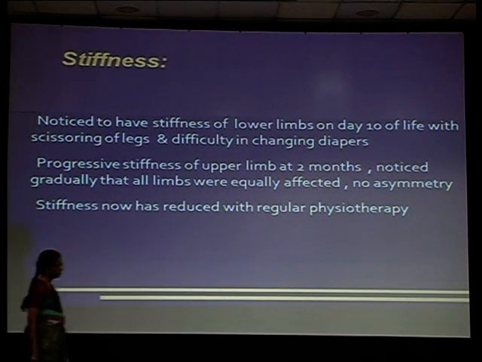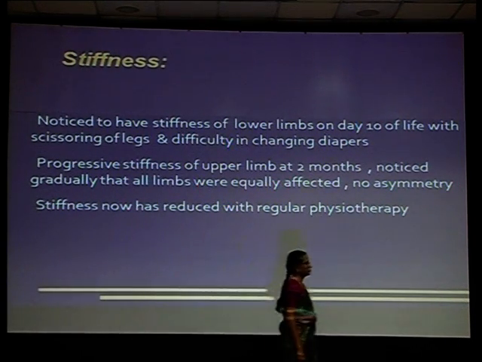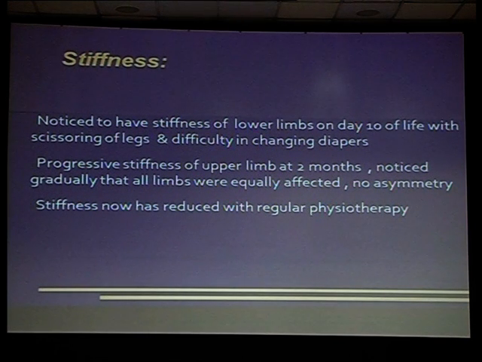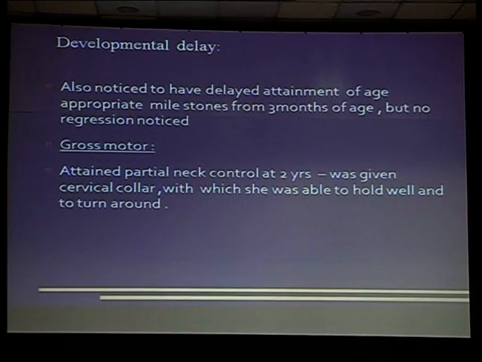Then the chief complaint was stiffness, which she noticed on day 10 of life, with scissoring of the legs and predominantly difficulty in changing diapers. She then noticed stiffness of the upper limbs at 2 months of age. All the limbs were equally affected and there was no asymmetry, but now the stiffness has comparatively reduced with regular physiotherapy.